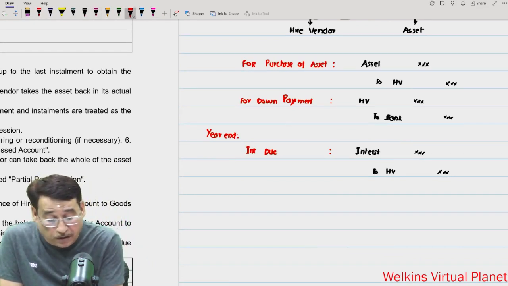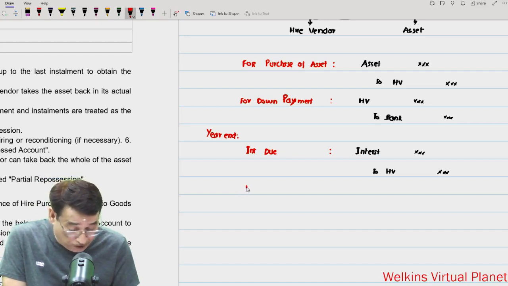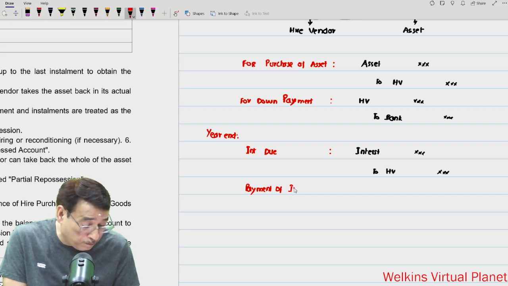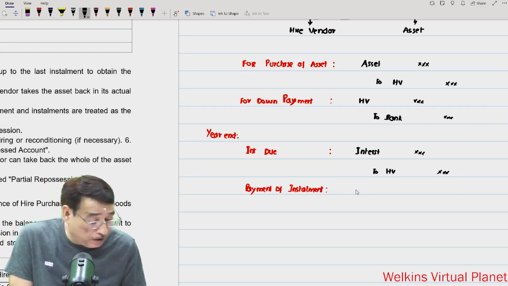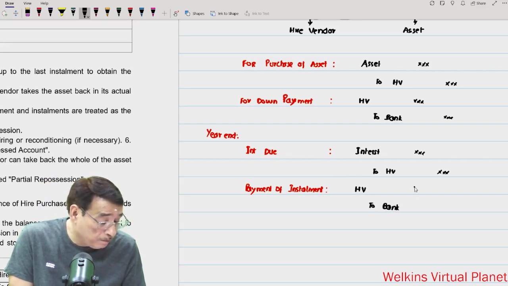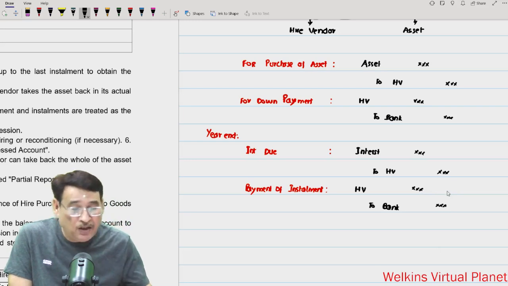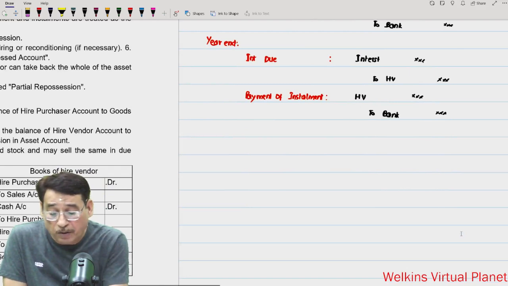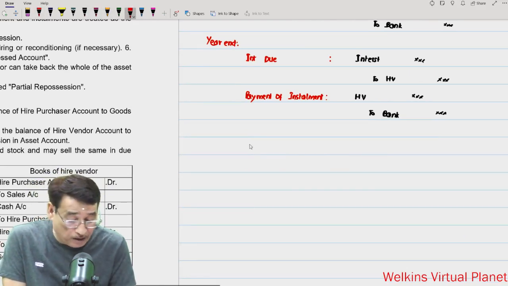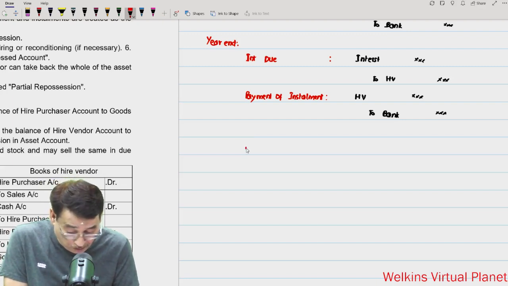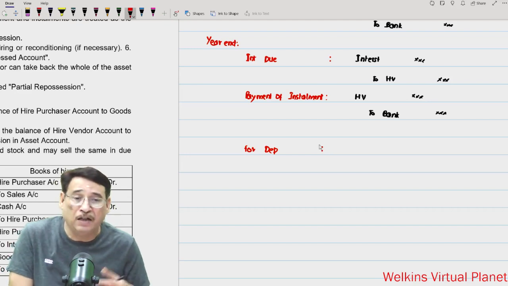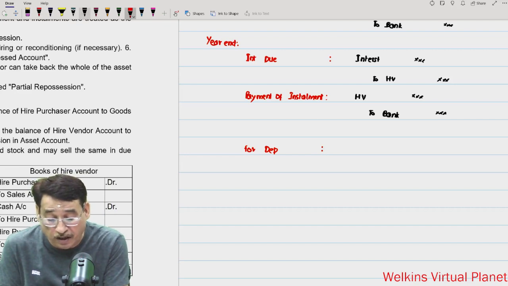Then we are going to make the payment, that is payment of installment at the end of the year. When we pay the amount, the entry will be hire vendor account debit to bank account. These two entries get repeated at each year end. But also at the year end, as we saw in the last session, the purchaser will provide depreciation, because he has purchased the asset and in substance he is the owner of the asset. That is why he provides the depreciation.